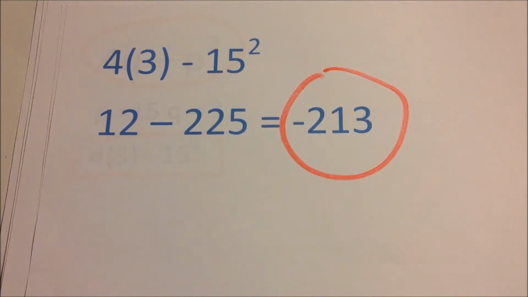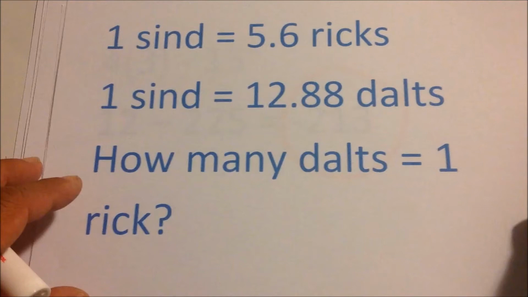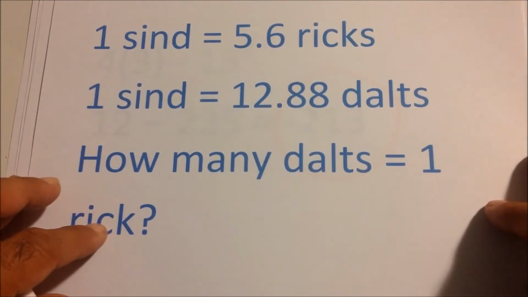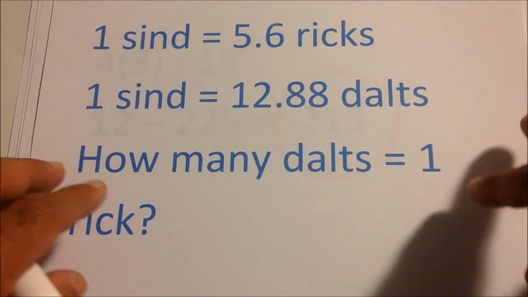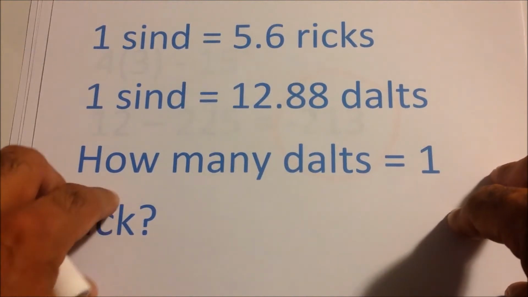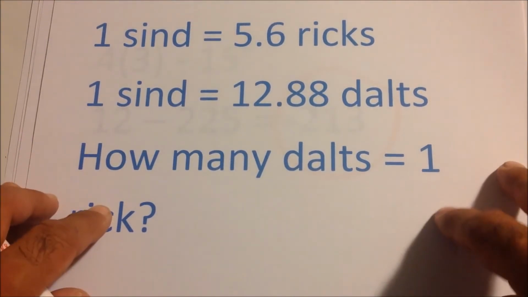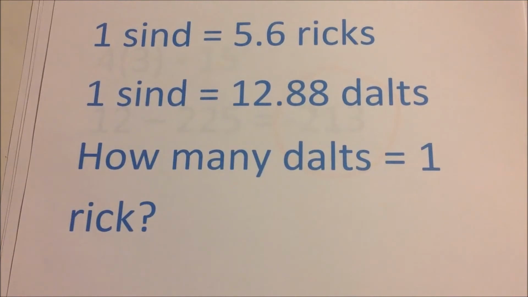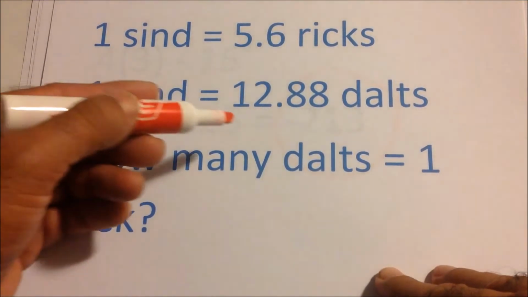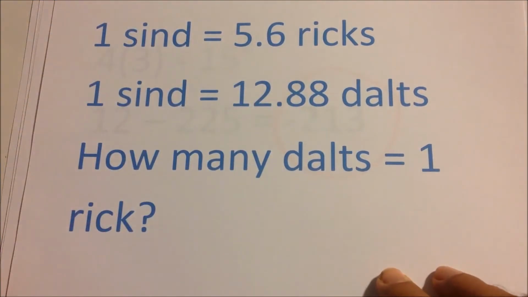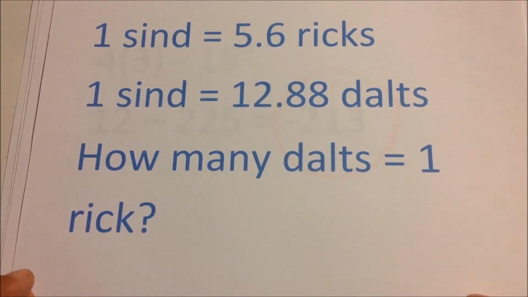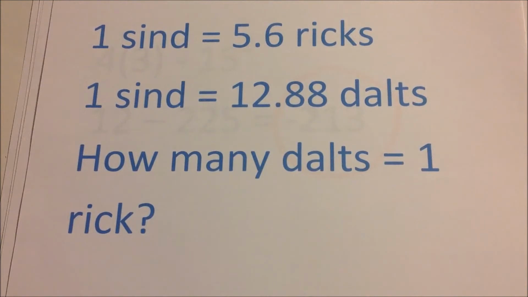Now the next one is a little bit of logic mixed in, using these weird names. This is a question that has appeared last year. So this says 1 sinned equals 5.6 ricks. And they're also saying 1 sinned equals 12.88 dalts. And the question is, how many dalts equal 1 rick? So it seems like a nonsensical question. So let's look at this now.